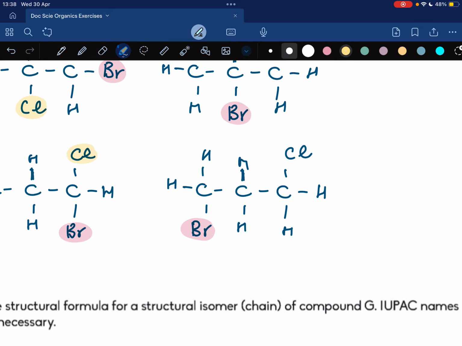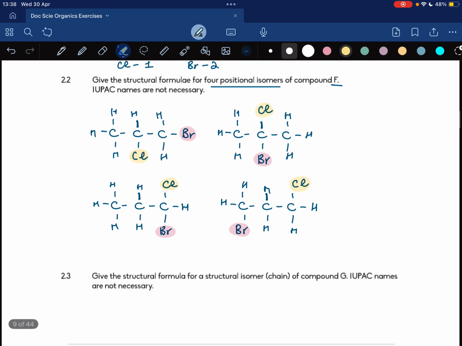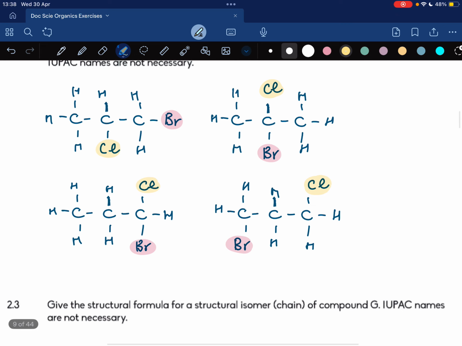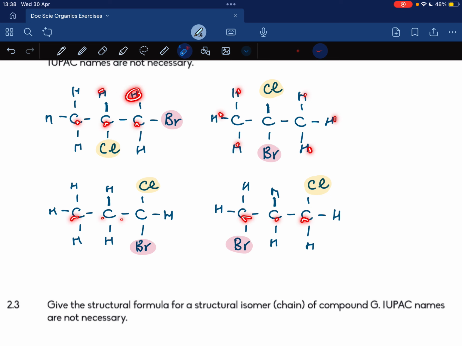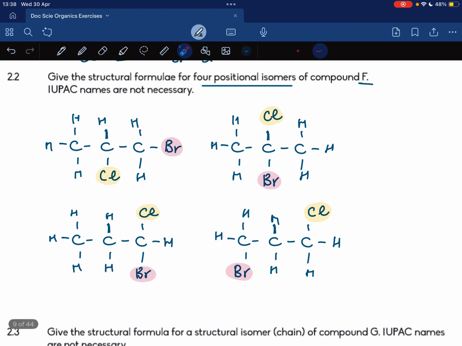So the main thing is to make sure that you haven't changed the functional group, you haven't changed the number of anything else, so you still have 3 carbons for every one, and 1, 2, 3, 4, 5, 6 hydrogens at every single point. And then you just make sure that you've essentially moved it in such a way that each functional group is at a different position.